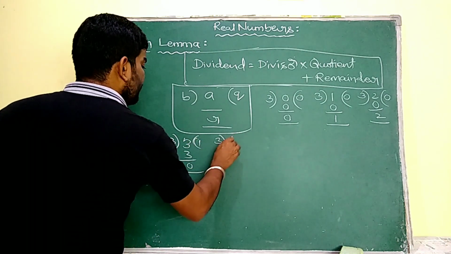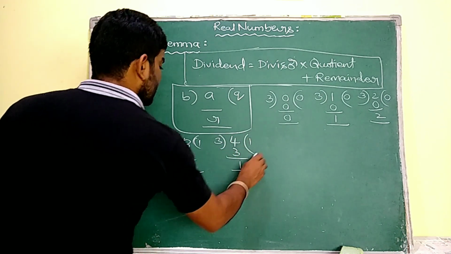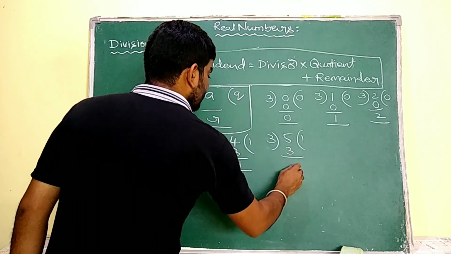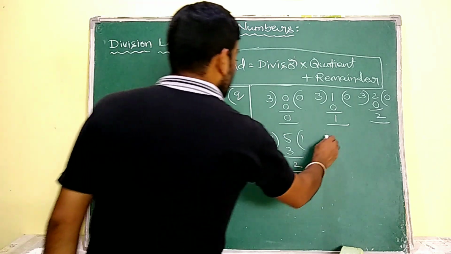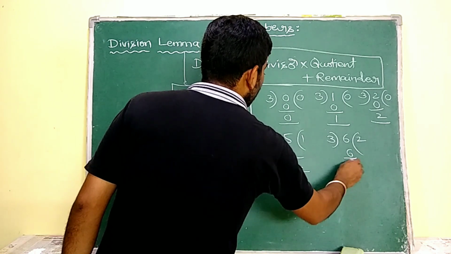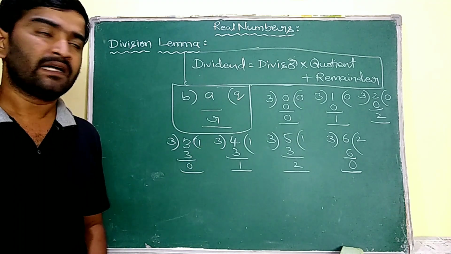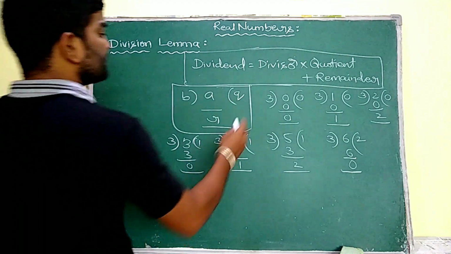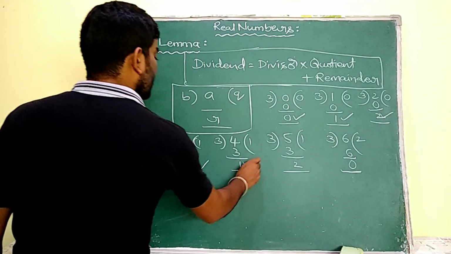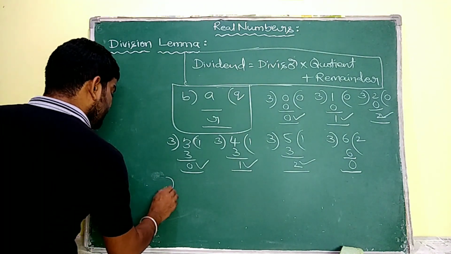If I divide 4 with 3, 3 ones are 3, the remainder is 1. If I divide 5 with 3, 3 ones are 3, the remainder is 2. If I divide 6 with 3, 3 twos are 6, the remainder is 0. Now whenever I divide any number with a divisor, just observe the remainders here. The remainders are 0, 1, 2, again 0, 1, 2.